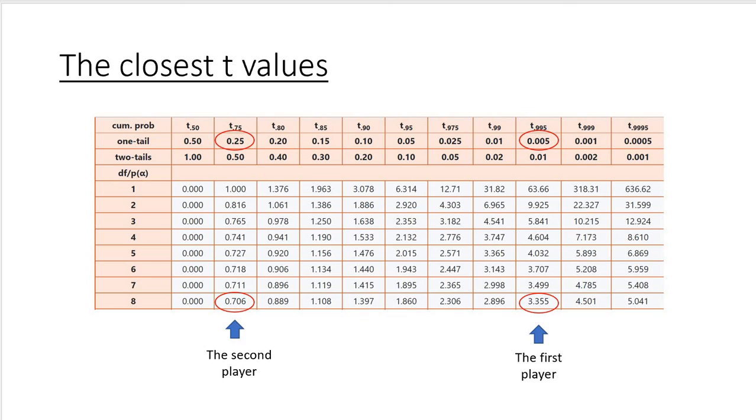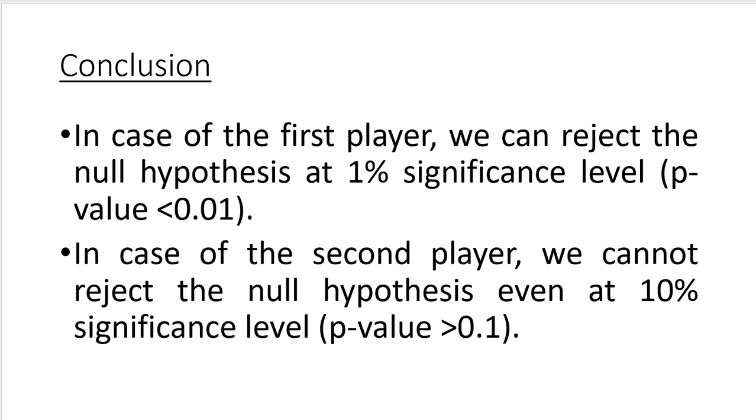So that's it. Basically, just to make a conclusion, when it comes to the first player, we can reject the null hypothesis at the 1% level of significance because the p-value we extracted from the table is lower than 0.01, and in the case of the second player, we cannot reject the null hypothesis even at the 10% significance level because the p-value is bigger than 0.1.